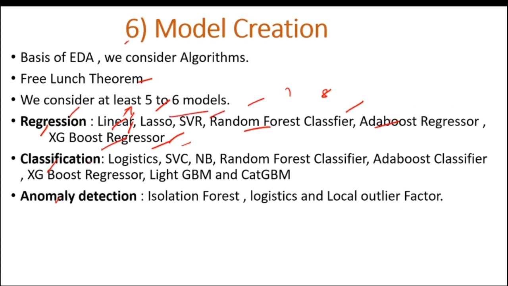And if it is a case of classification, we can go with logistic, SVC, naive Bayes, random forest classifier, AdaBoost classifier, LightGBM and CatBoost. These models are very much used these days. And suppose it is a case of anomaly detection, we can use isolation forest, logistic, and local outlier factor.